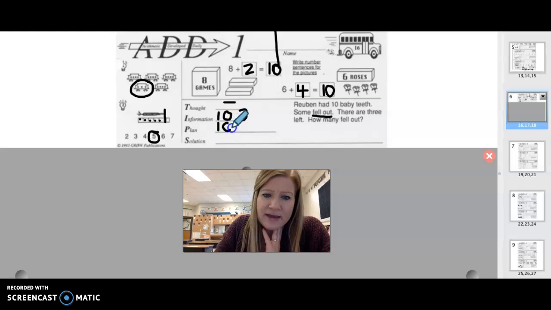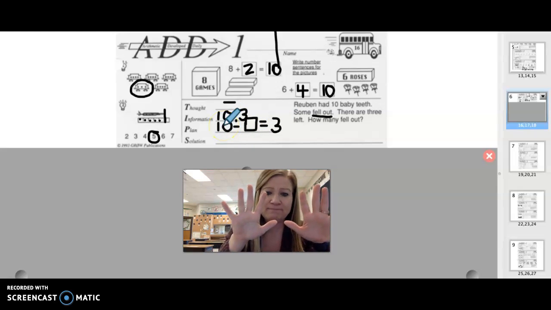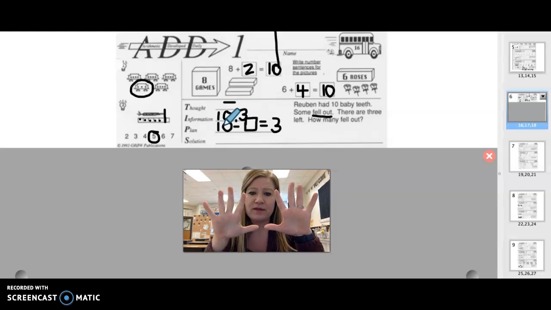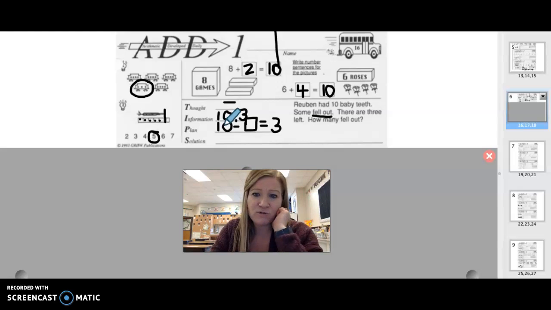We're going to take away some. So that means we're going to put the box here again. And then our answer is going to be 3 because he has 3 left. So we want to know how many fell out. So if you have 10, and then at the end you only have 3 of them left, that means this many fell out. So let's count. That means 1, 2, 3, 4, 5, 6, 7 teeth fell out.